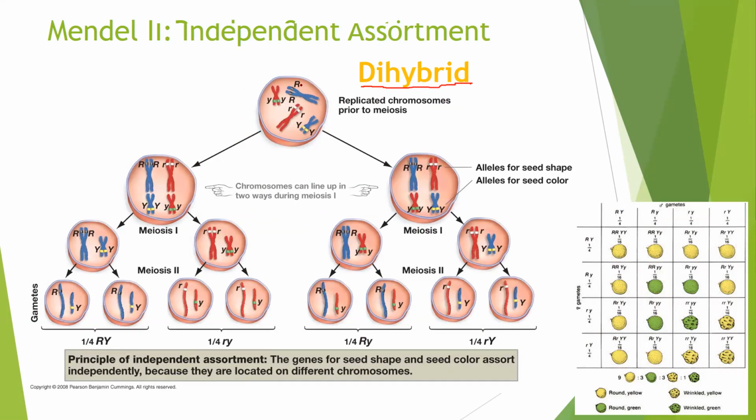Here we still have the shape gene, big R, small r. These alleles are on one pair of homologous chromosomes. But we have another gene, the capital Y and the lowercase y. This is another gene, and it determines the color of the seeds. So the R gene determines the shape of the seeds, but the Y gene determines the color of the seeds.